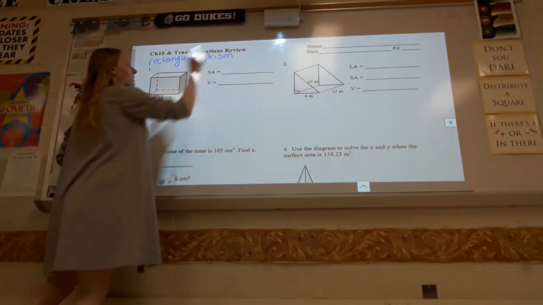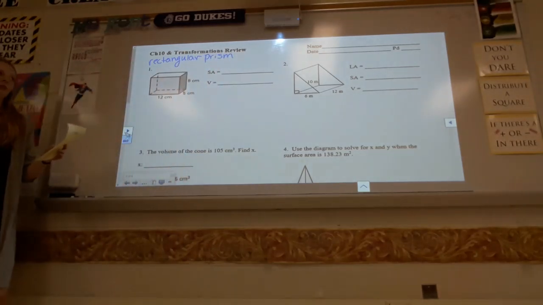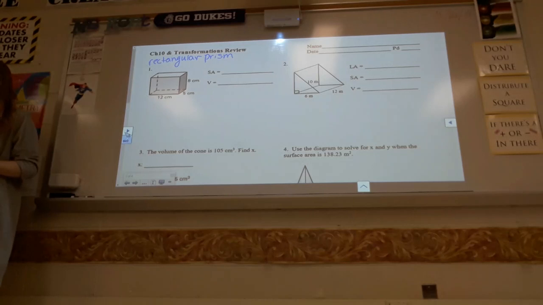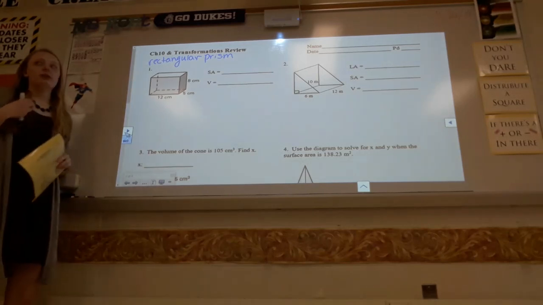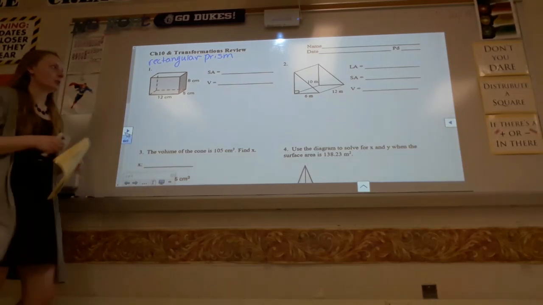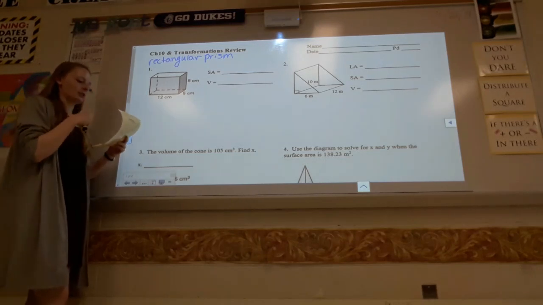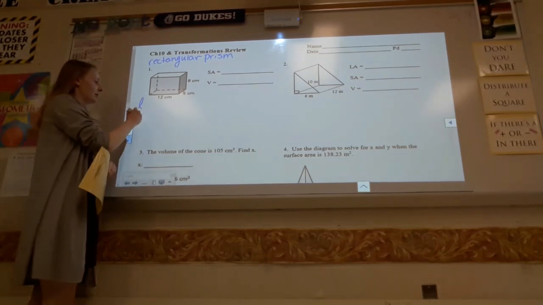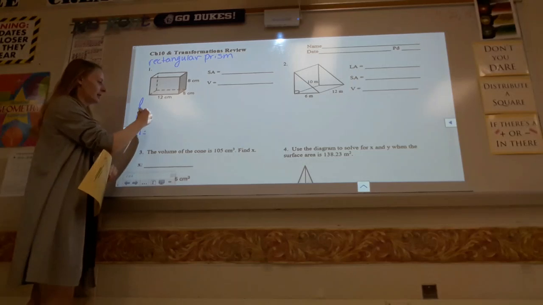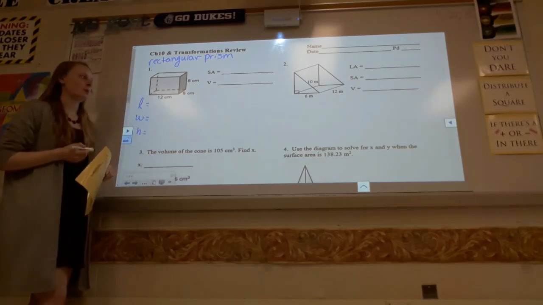It's really easy, but I highly recommend that for these formulas, you always write out what the variables are before you start plugging them in. So what are the variables that I would need in order to plug into the formula for the rectangular prism? Okay. So off to the side or margin somewhere, you're going to write this down.